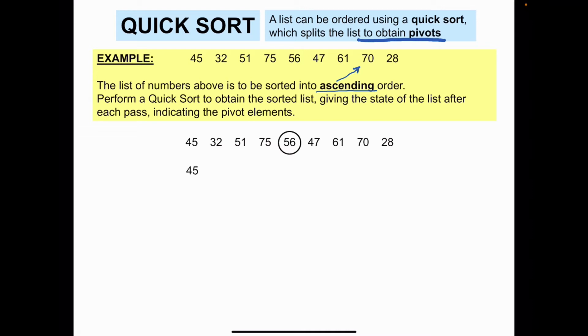So the next step would be what? 45 is smaller than 56, but 75 is not. So 75 goes all the way, it's the first element after the pivot, okay?